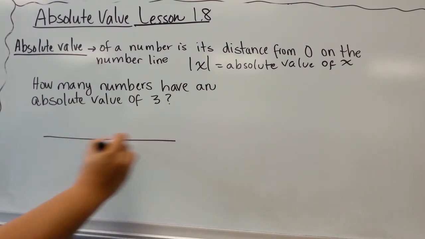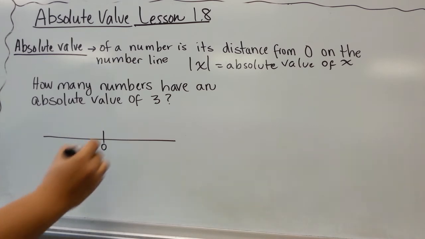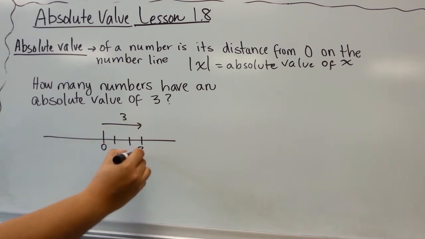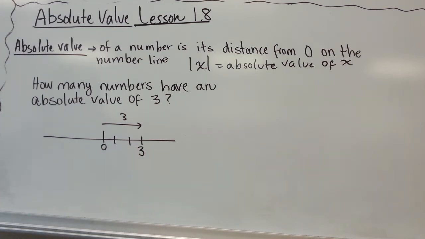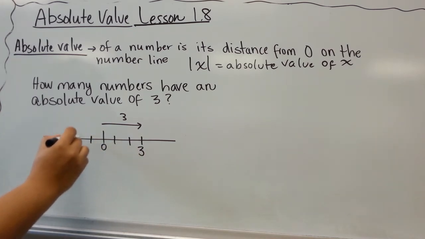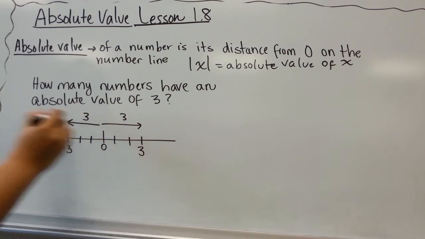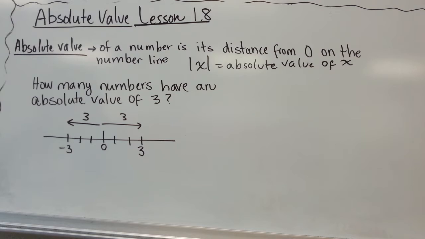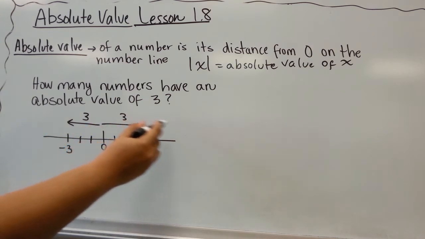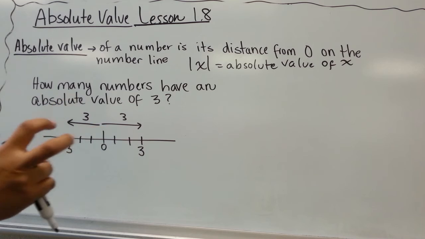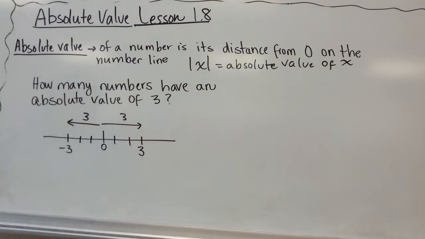Well, if you look at the number line, you look at 0, 1, 2, 3. The number 3 has an absolute value of 3. But if you go this way, -1, -2, -3, this distance is also 3. So -3 also has an absolute value of 3. So that's the concept. Anything that has that particular distance from 0 has that absolute value, or that absolute distance.